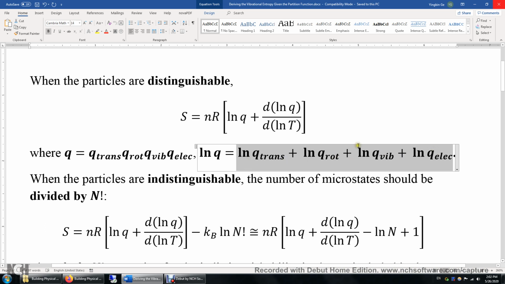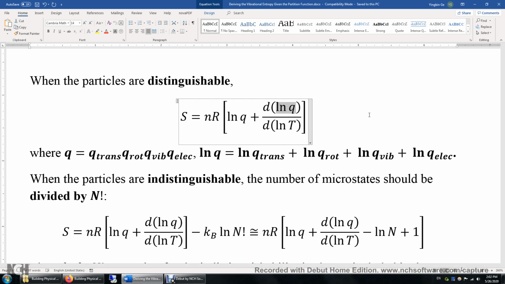So if we plug in the sum of these four terms in here, ln Q, and here, we will see the entropy of the system is the sum of the translational entropy, rotational entropy, vibrational entropy, and electronic entropy.